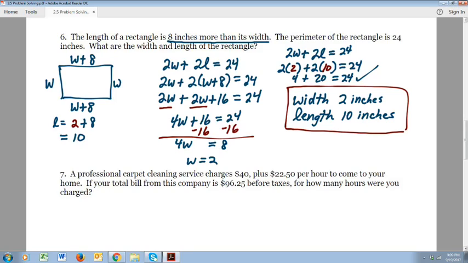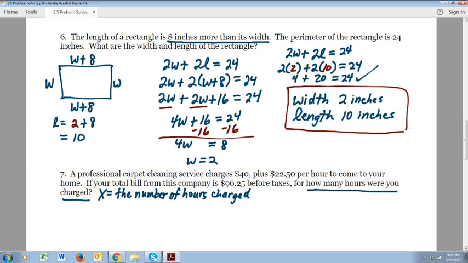Let's look at number 7. So this time we have to find the number of hours that we were charged for a carpet cleaning service. Our charges, so actually let me set my variable. Let's call it X. You may have chosen H perhaps.